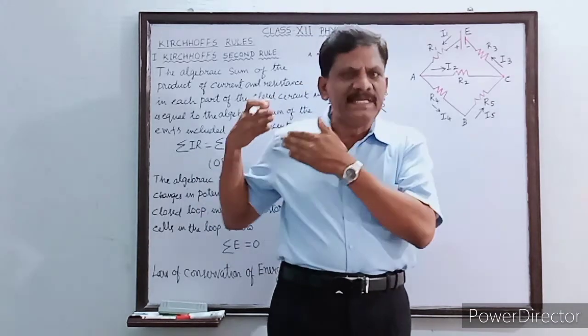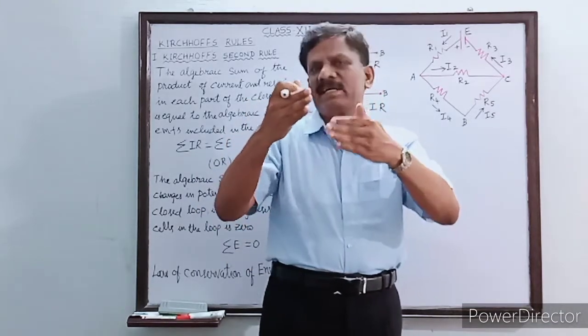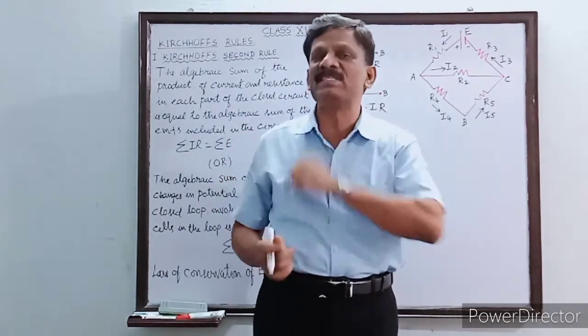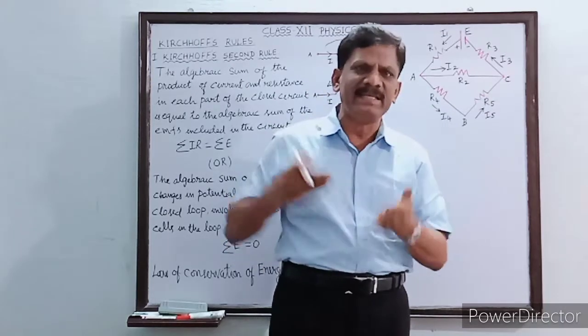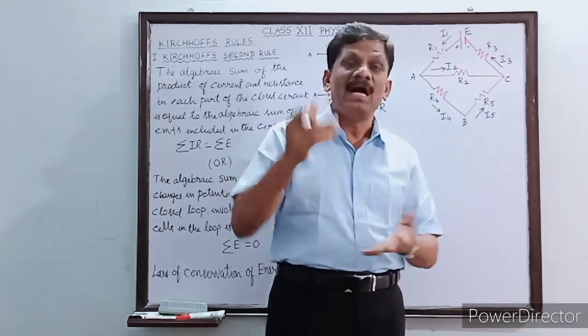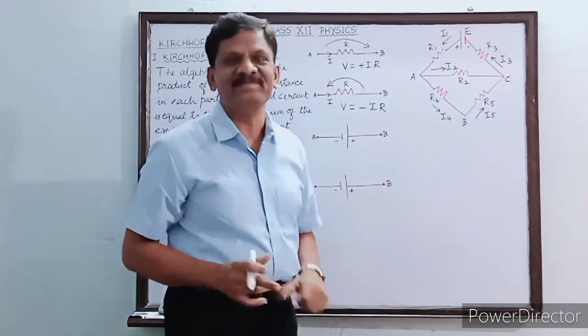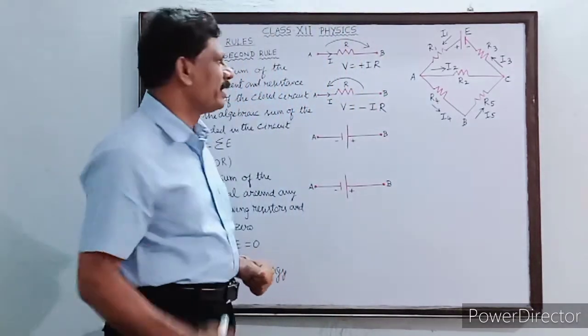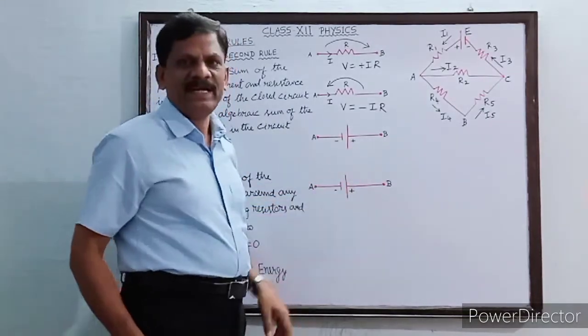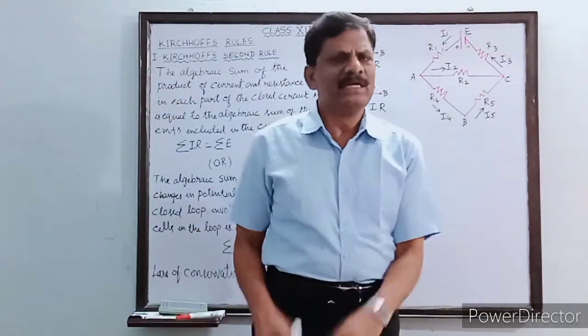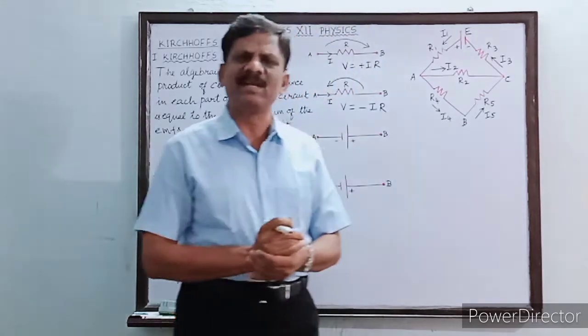If I proceed in a direction along the current, then the IR product is positive. Suppose I proceed in a particular part of the loop against the direction of the current, then the IR product will be negative. I hope you must have understood. Next, to find the direction of EMF, EMF may also be positive or negative.